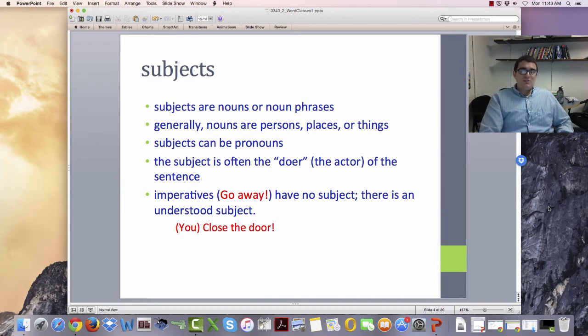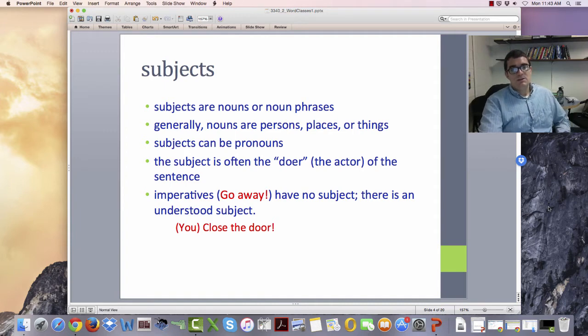Subjects are nouns or noun phrases, and we generally think of nouns as being persons, places, or things, but that's not always true. We can think of happiness or love. Those are certainly nouns, but they don't necessarily fit that description of a person, place, or thing. Subjects can be a pronoun, right? From the previous example, we have John runs, where John is the subject, but we could have he runs, where he is a pronoun, but it is the subject of the sentence.